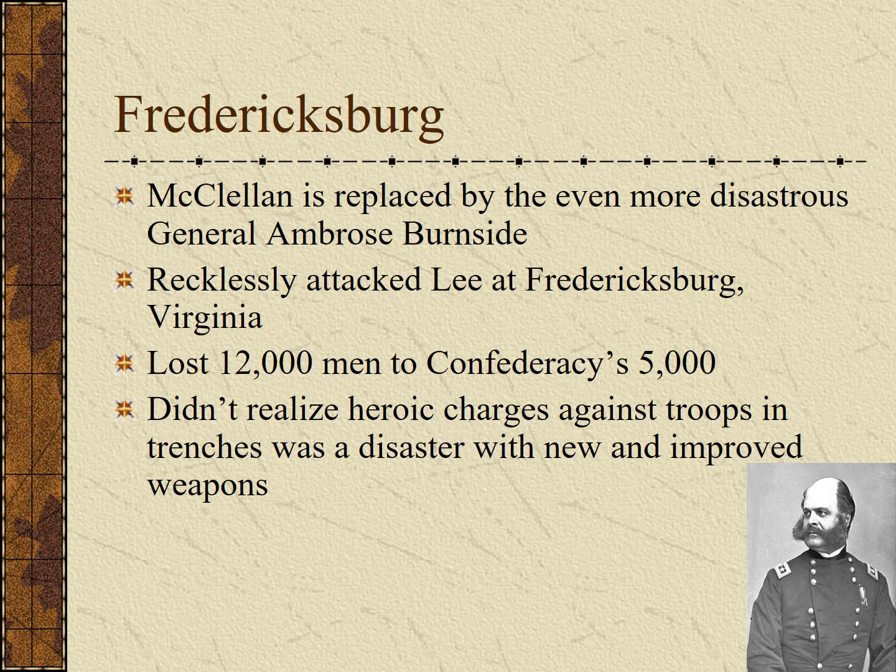Burnside recklessly attacked Lee at the Battle of Fredericksburg in Virginia, in which he lost 12,000 Union men to the Confederacy's 5,000 because he didn't realize that heroic charges against troops in trenches was a disaster with new and improved weapons. And that's going to be a huge issue in the Civil War. We have largely improved weapons that are easier to use and they're deadlier, but we still have these old battle tactics being used in which we're charging across open fields, and the result is just a bloodbath.